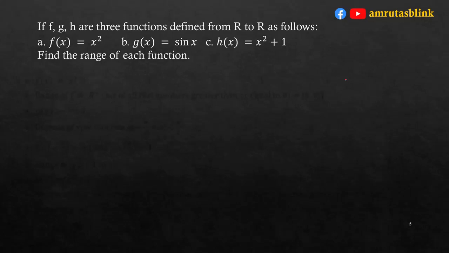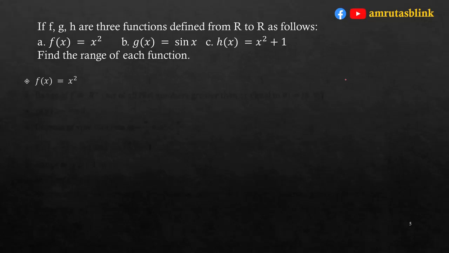Moving to the next problem. If f, g and h are three functions defined from R to R as follows: f of x is equal to x square, g of x is equal to sin x, and h of x is equal to x square plus 1. Find the range of each function.